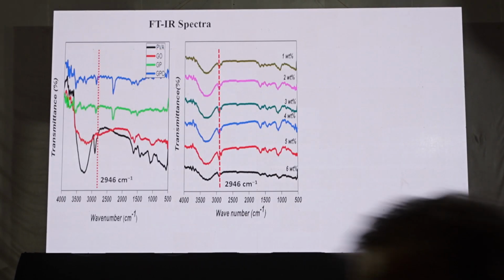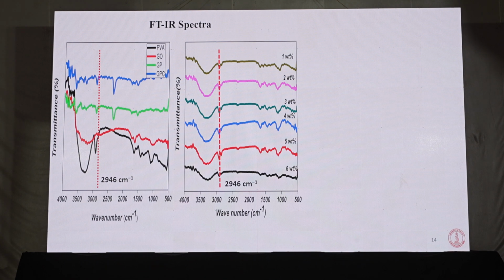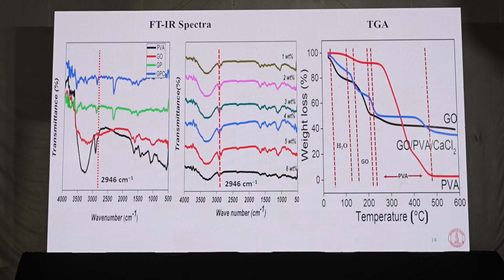On to the characterization part, in the FTIR spectra, we can see that the peak at 2,946 cm⁻¹ corresponding to CH stretching in PVA is dominant in all the composites, evidencing the successful incorporation of the components. And the three-step degradation stages in the TGA pattern also support this statement.